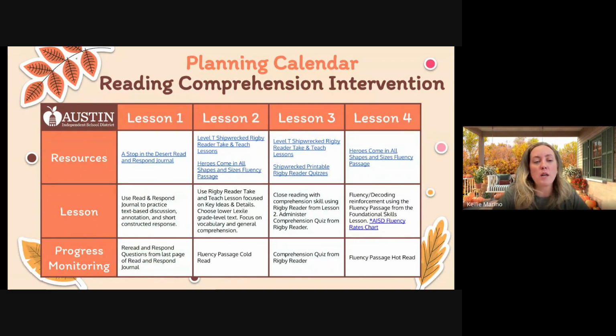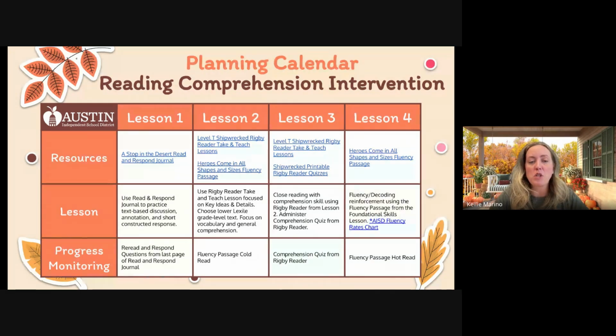So lesson 1, use the Read and Respond Journal to practice text-based discussion, annotation, and short constructed response. And then for progress monitoring, I could use the reread and respond questions from the last page. When I move into lesson 2, you can see I have linked the Shipwrecked Take and Teach lesson, and also the Heroes Come in All Shapes and Sizes fluency passage.